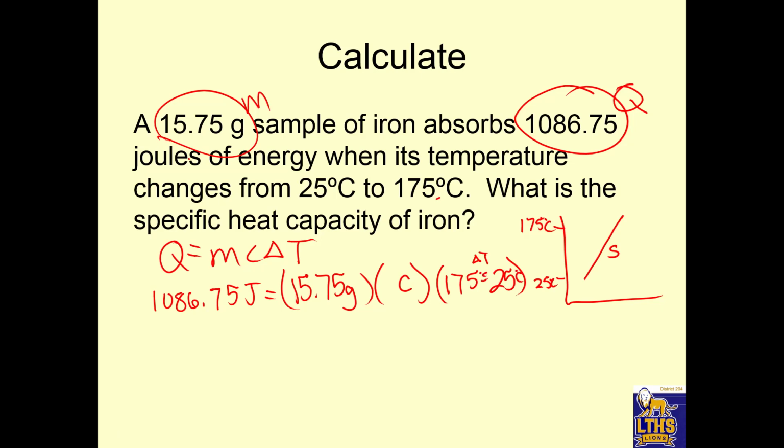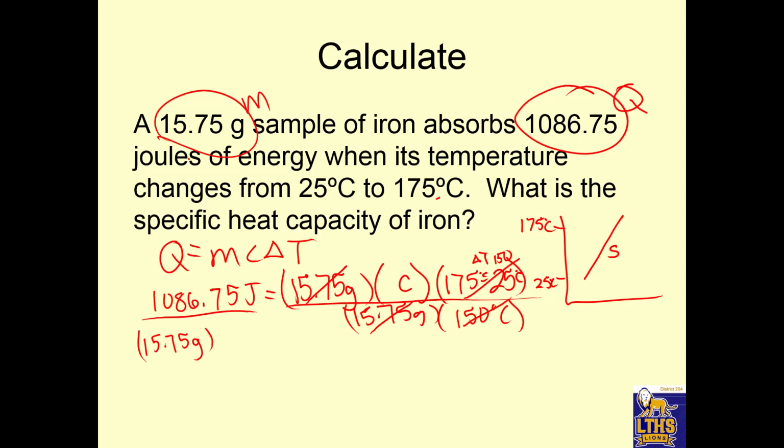Let's see what happens. We need the C, so we have to get rid of the 15.75. This is math time. And we have to get rid of 175 minus 25, which is 150. I just subtracted those. This is 150. So this gets rid of that, and this gets rid of that. But then we have to do it on this side. So we need the 15.75 grams and the 150 degrees Celsius.